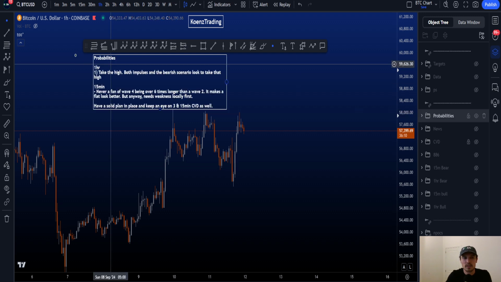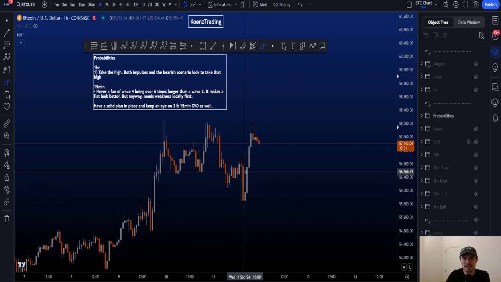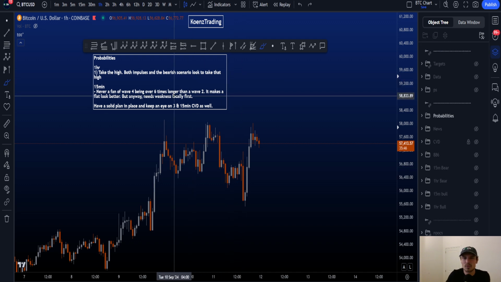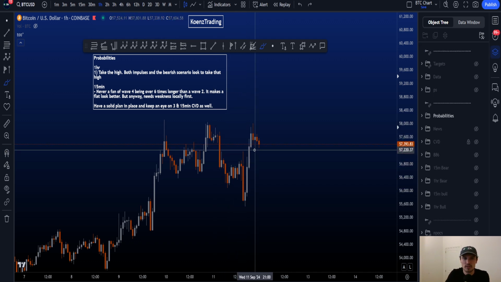So if we then finally look at the probabilities of the different scenarios, then on the 1 hour, we just keep it very simple. The probabilities are higher to take out this high. Both the impulsive scenario as well as the bearish scenario look to take the high. So that is therefore what we are looking for. And on the 15-minute time frame, as explained, I'm never really a big fan of a wave 4 being over 6 times longer than a wave 2, right? It makes you think. It does make a flat look better, counting it as an ABC, so I won't be surprised to see a continuation of the range.